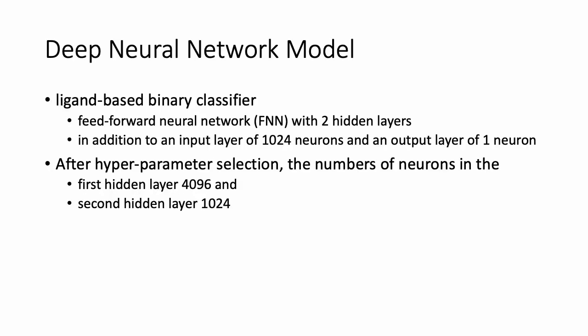The deep neural network model that we use is a ligand-based binary classifier, which is composed of two hidden layers, in addition to the input layer of 1024 neurons and an output layer of 1 neuron. In fact, 1024 neurons correspond to the fingerprint of the compound. After hyperparameter selection, the number of neurons in the first hidden layer is 496, and second hidden layer is 1024 again.